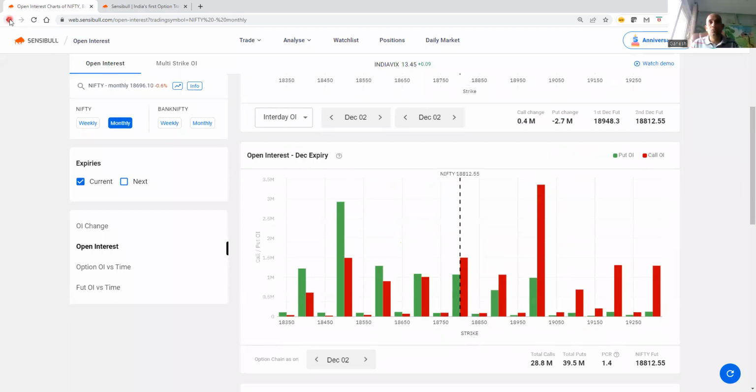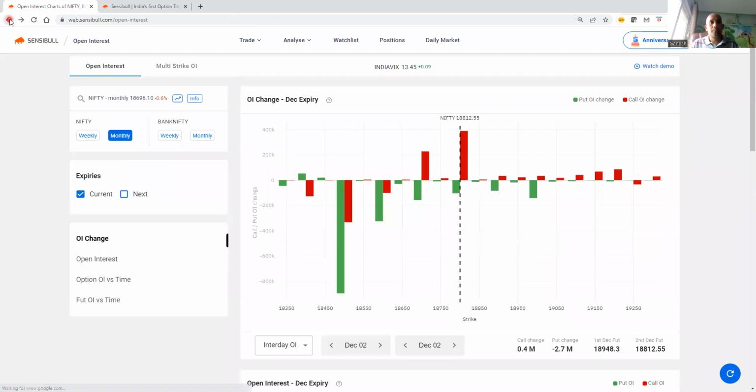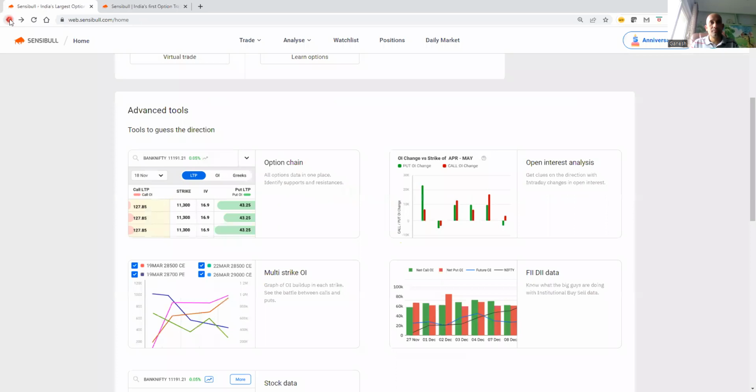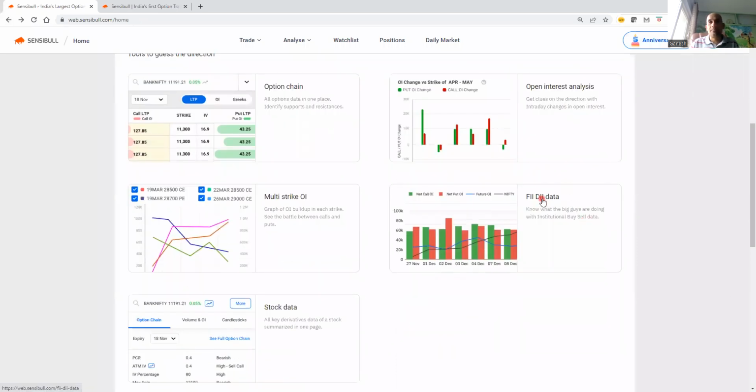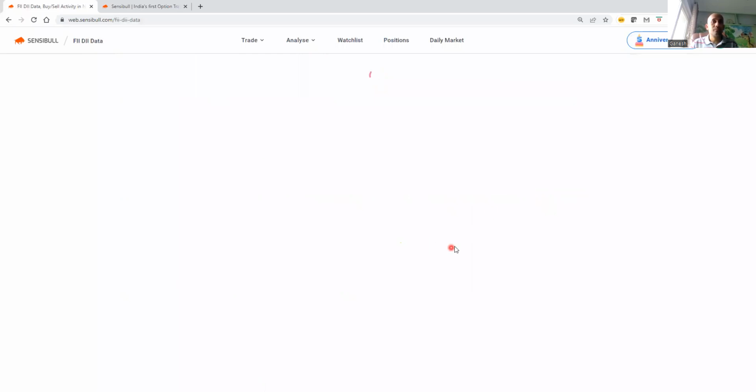Let's move on to the other one. FII data, that's more interesting. I will show you that. So open interest, I think that is clear. Open interest analysis, maybe you can still explore more. Now let's get into FII data. So far clear, right? Okay, now FII data.